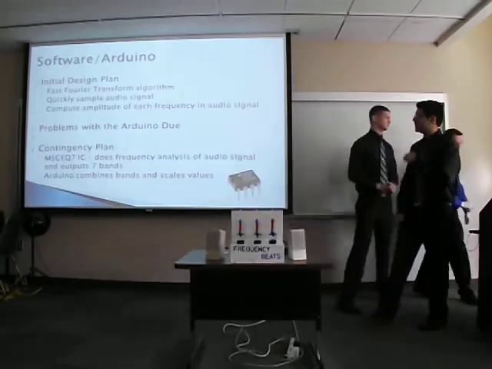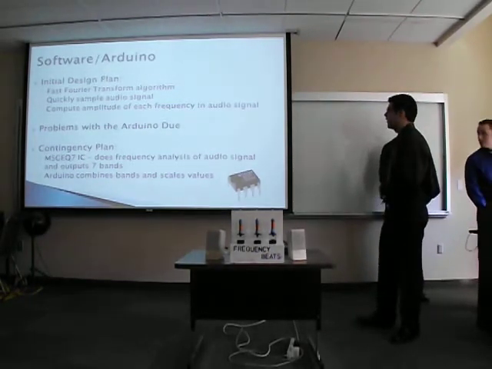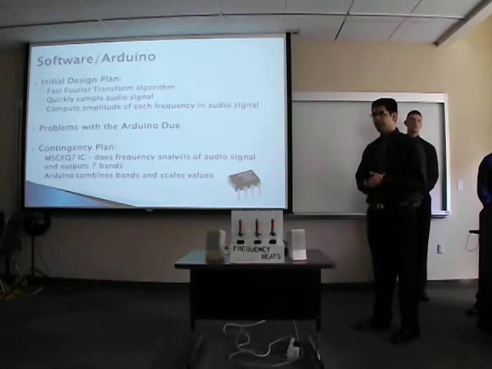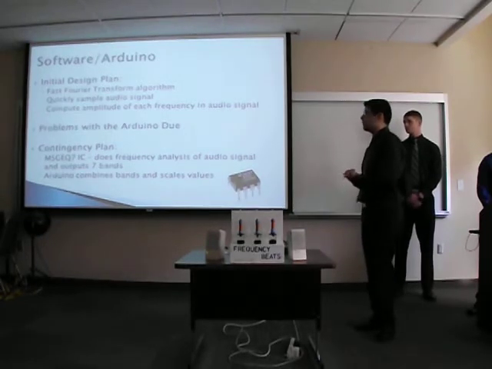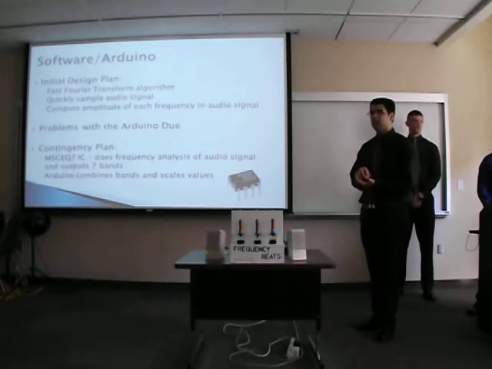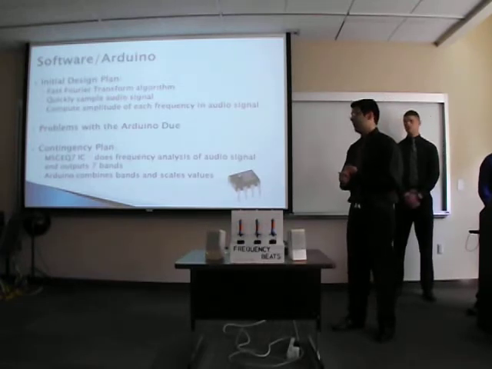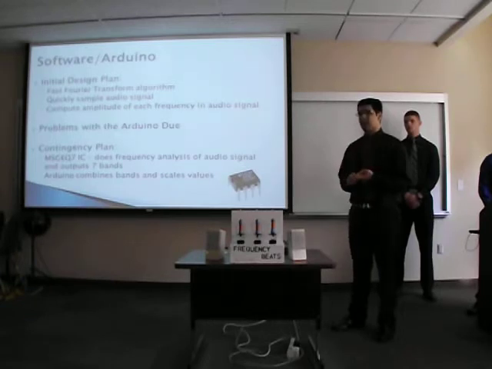Okay. So going along the same lines of initial design and final that Alex went along, our initial plan was to use a fast Fourier transform algorithm that would quickly sample the audio signal and compare the amplitudes of each frequency in the audio signal within the Arduino Due itself. However, we had a whole lot of problems with the IDE not being compatible, the IDE being updated and changed to a newer beta version still, and just general problems in the algorithm not cooperating well with the libraries available.